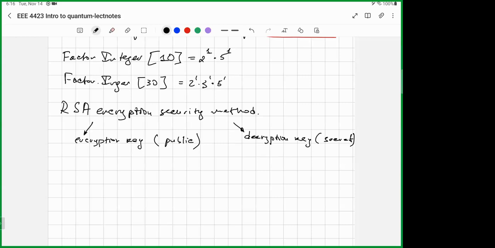On the other hand, since you have the decryption key and you receive the encryption key, using the decryption key you can easily compute the second part of this number. Okay, so the second prime number of this number.